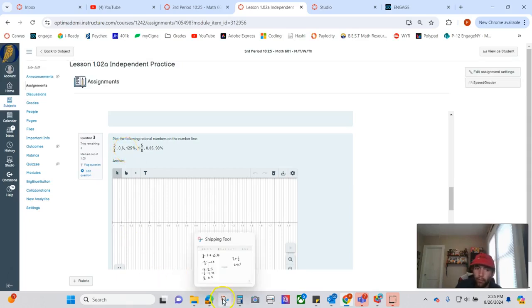We can plot decimals on this number line. So let's ignore the other numbers for now, and let's just plot these decimals. 0.6. Where does that go? Let's start at 0 and go to 0.6. Here's 0.1, 0.2, 0.3, 0.4, 0.5, and 0.6.